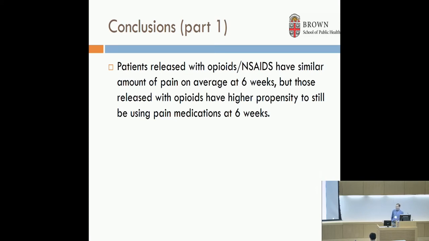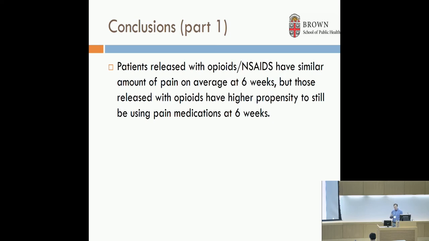Okay. So what do we find here? We found that patients that are released with opioids or NSAIDs have probably a similar amount of pain at 6 weeks, which is good. That means that you can release them with one or the other and probably do well. And those that are released with opioids probably have a higher propensity to use it. So if you think that still using opioids at 6 weeks is a bad thing, then probably you should release them less with that. That's the general idea.